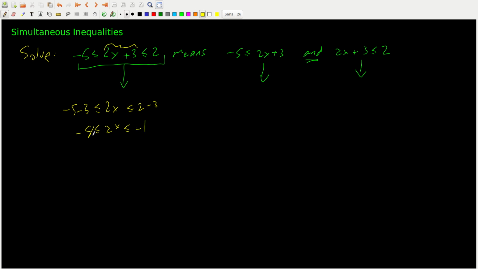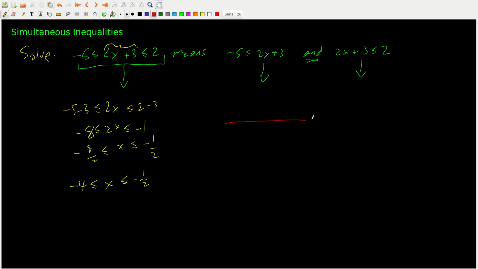And so we can now use the second part of our theorem to divide by 2. Because the 2 is positive, we can just divide it on both sides. We don't need to change anything. We get minus 8 over 2 is less than or equal to x, which is less than or equal to 1 over 2. And so x is in the region between minus 4 and minus 1/2 inclusive.